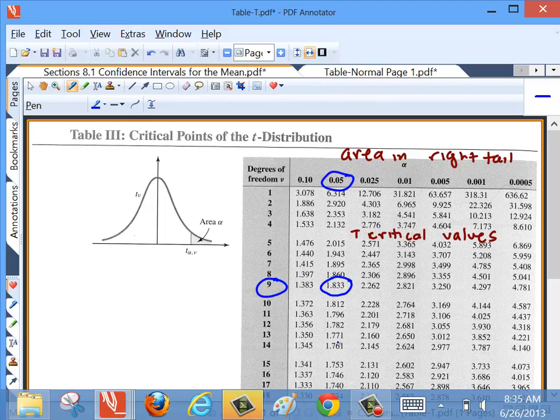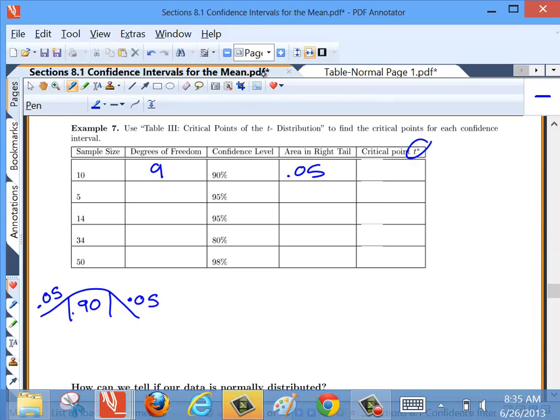Notice that the critical value changes for every different degree of freedom. So just coming back to our picture really quick, this value would be 1.833. What would this value be, just in case I ever wanted to know? Negative 1.833, right? Now, if I wanted to do a sample size of 30 and still keep my confidence level of 90%, would it still be 1.833? No, because I'd have different degrees of freedom. Okay, so let's try the next one.